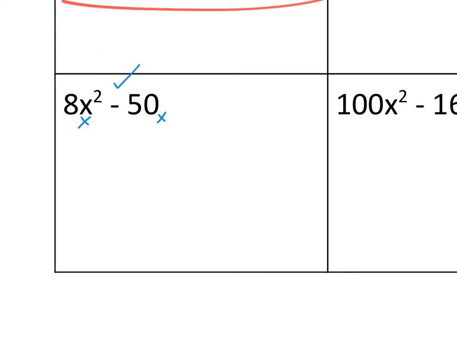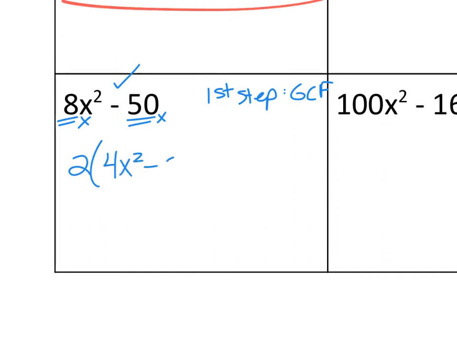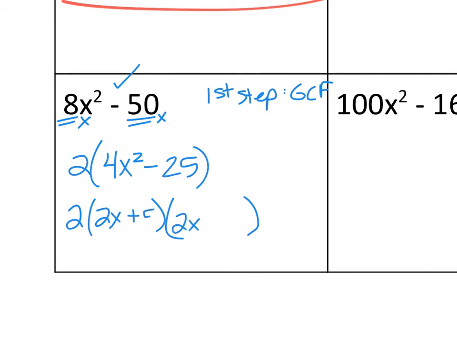But remember, the first step to factoring is always to check for a GCF. So in this case, I see that there is something I can take out of 8 and 50. I can take a 2. When I take that GCF out, now I'm back down to something that is difference of squares. So the GCF falls down, and then I just do my difference of squares pattern again. 2x and 2x, plus 5 and minus 5.